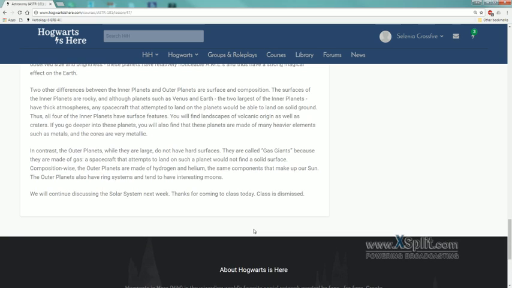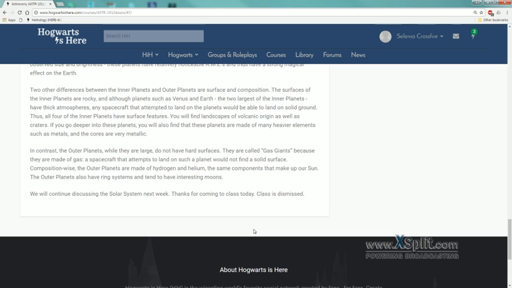Two other differences between the inner planets and outer planets are surface and composition. The surfaces of the inner planets are rocky, and although planets such as Venus and Earth, the two largest of the inner planets, have thick atmospheres, any spacecraft that attempt to land on the planets will be able to land on solid ground. Thus, all 4 of the inner planets have surface features. You will find landscapes of volcanic origin as well as craters. If you go deep into these planets, you will also find these planets are made of heavier elements such as metals, and the cores are very metallic.